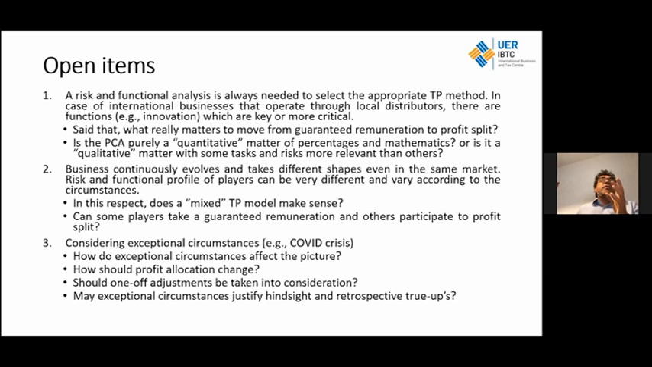So we know that hindsight is not ideal and should never apply, because you should apply the logic that was there when you were taking the decisions. But in some cases it could be really necessary, because in the end the circumstances have changed so much that it's impossible to ignore what has happened.